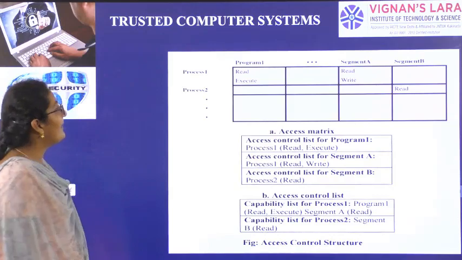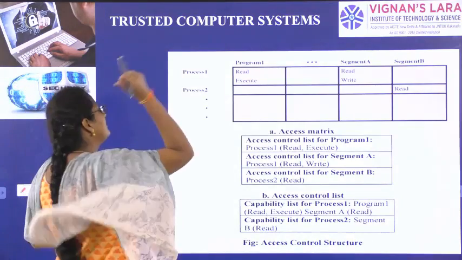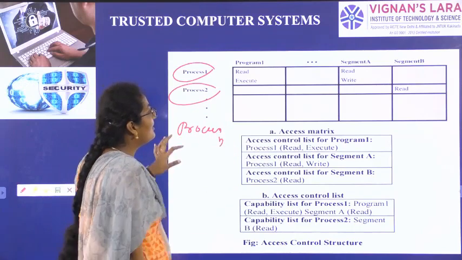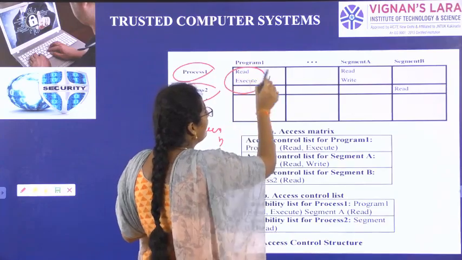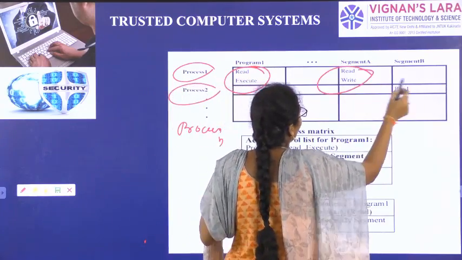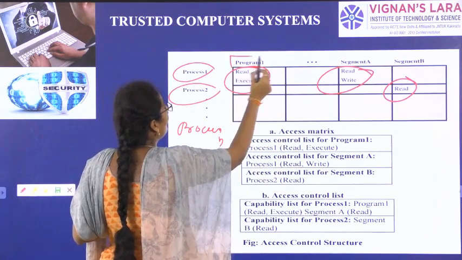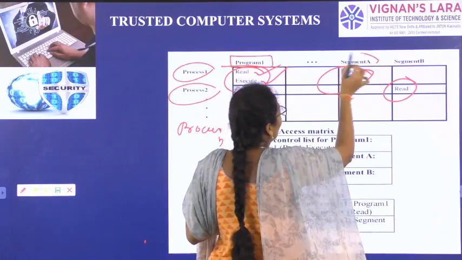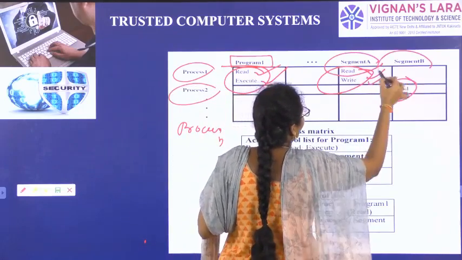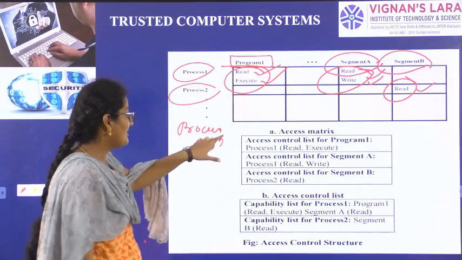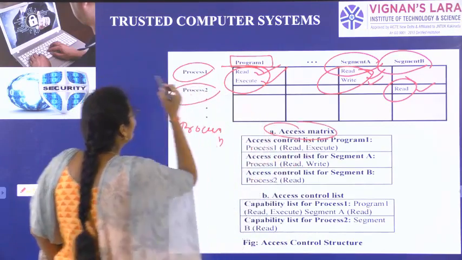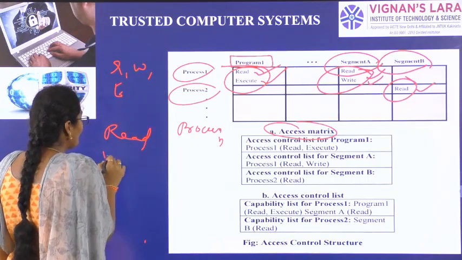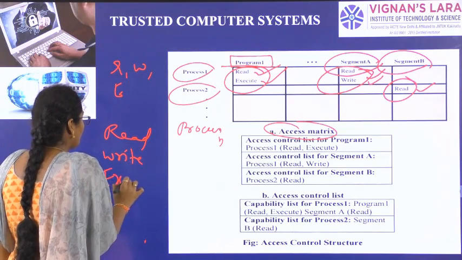See what will happen in trusted computer systems. We have process 1, process 2, and so on, up to process n. All these processes have permissions: read, execute, write. So for program 1, we have read and execute permissions. In segment A, we have read and write permissions. In segment B, we have only read permission. So this is the access matrix. We can give read, write, execute permissions.